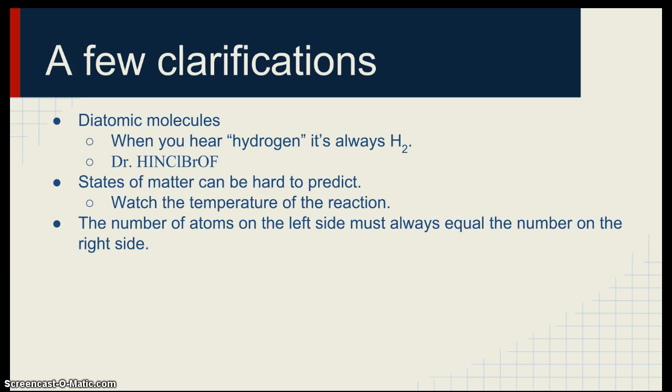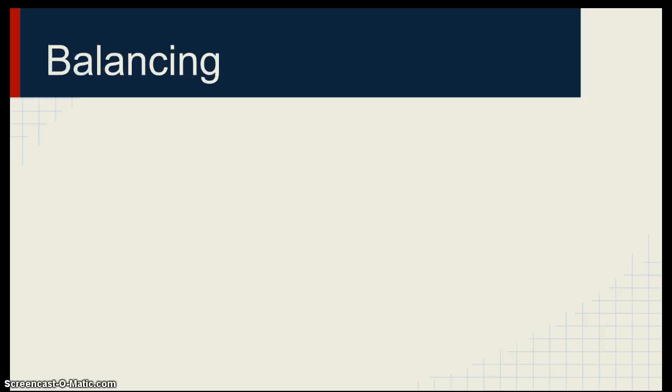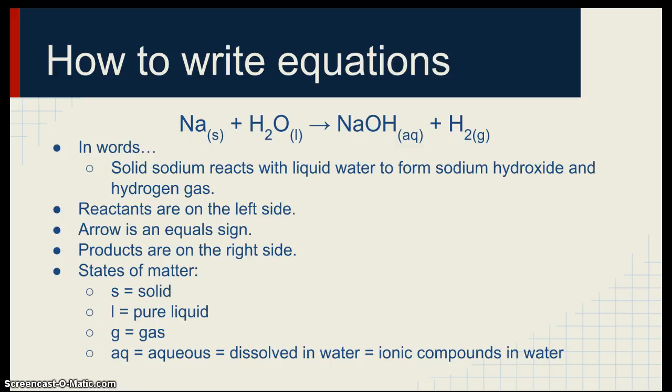Another thing that we didn't touch on in this last slide: the number of atoms on the left side in the reactants has to always equal the number on the right side in the products. This is very important because it is going to be involved in balancing reactions, which is what we're going to move to next.